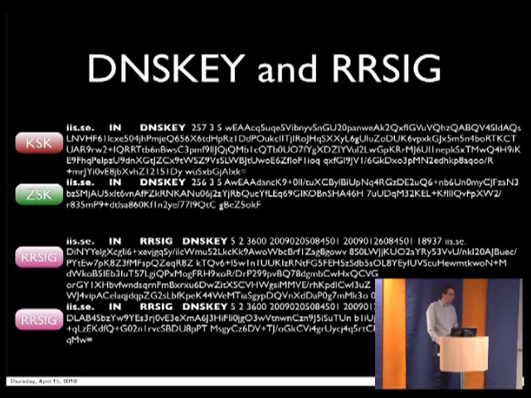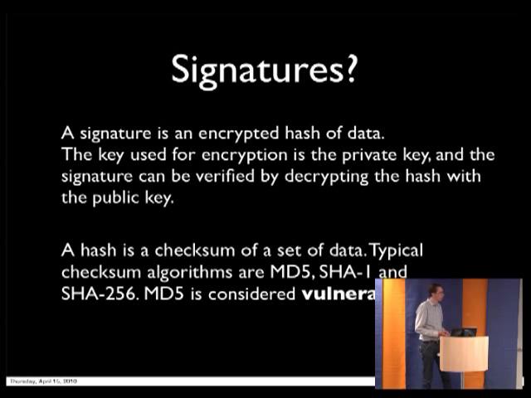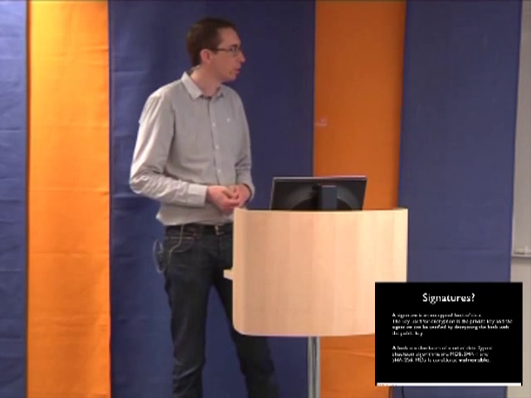And the signatures later you can use to validate that the information you have got from a name server is valid in some way. So what is a signature? A signature is an encrypted hash of data. When you make a signature, you hash the data with some sort of hashing algorithm, and then you encrypt that hash with your secret key or private key. The hash is just a sort of checksum over the data that you want to protect. Typical checksum algorithms are MD5, SHA-1, and SHA-2, where SHA-256 belongs.